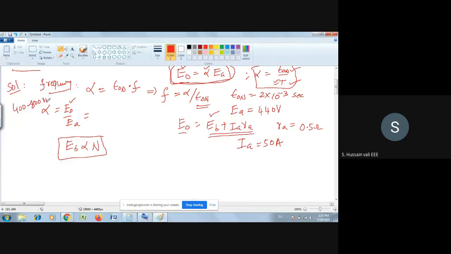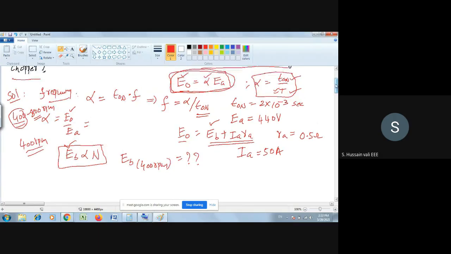First I will take one speed, then I will take the next speed. For the first speed I will find out the frequency, then for the next speed I will find out another frequency. The first speed is 400 rpm. At this speed, what is the back EMF? We will have to find out. That is the question now left. What is EB at 400 rpm? How do you find this out? Because you have to find the frequency at 400 rpm, you definitely have to find EB at 400 rpm. To find EB at 400 rpm, we will do one thing. First, we will find out EB at 1000 rpm.